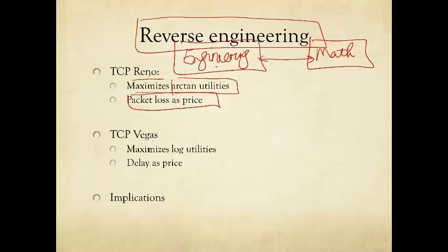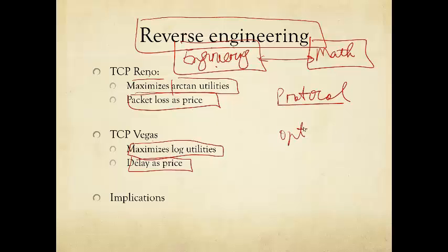Whereas TCP Vegas has been reverse engineered to be implicitly maximizing for logarithmic utility, with delay used as the link congestion price. In other words, if you give me an engineering protocol, I can give you in return the underlying optimization or gain problem implicitly being solved for by these protocols. Now this is a weird angle.